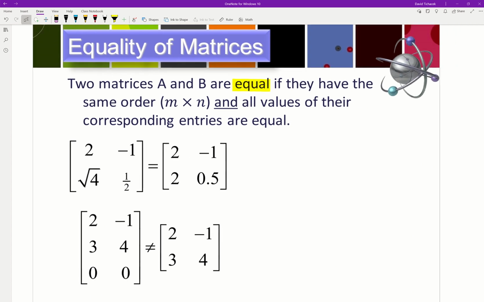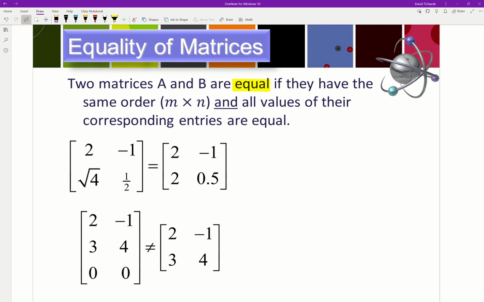Remember, what it means for two numbers to be equal is that they have the same value. So for example, if you have a number like the square root of 9, that is the same number as 3 because both of those numbers have the same value. They both represent the fact that my result is 3.